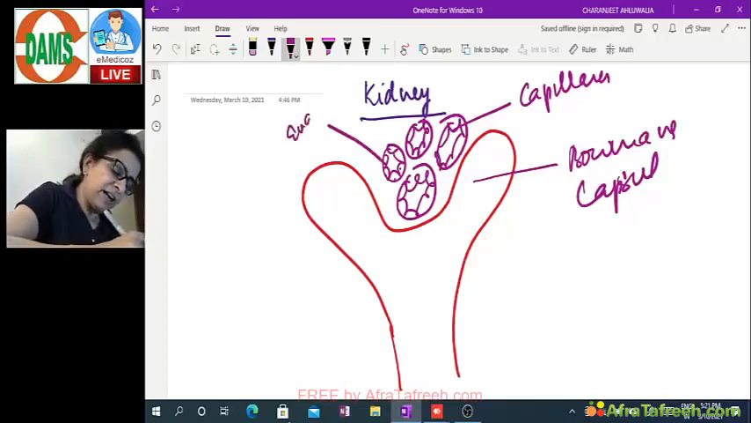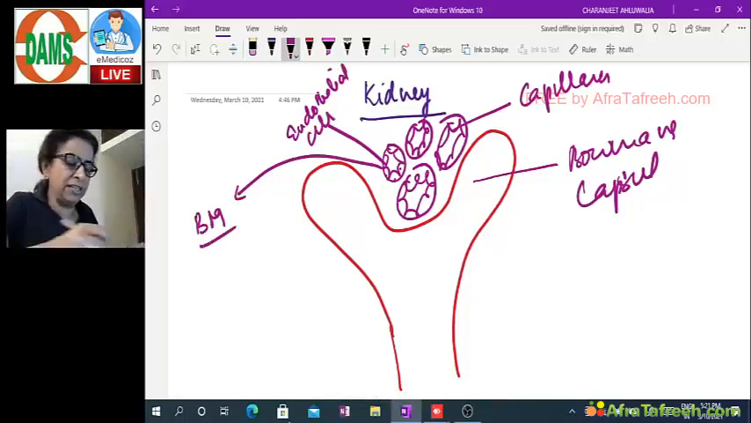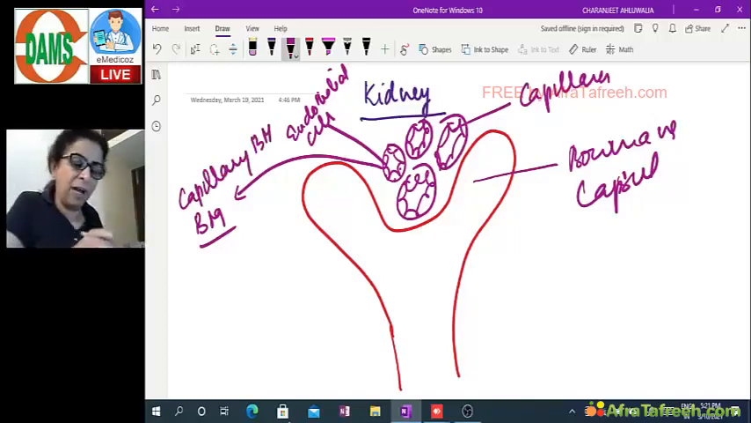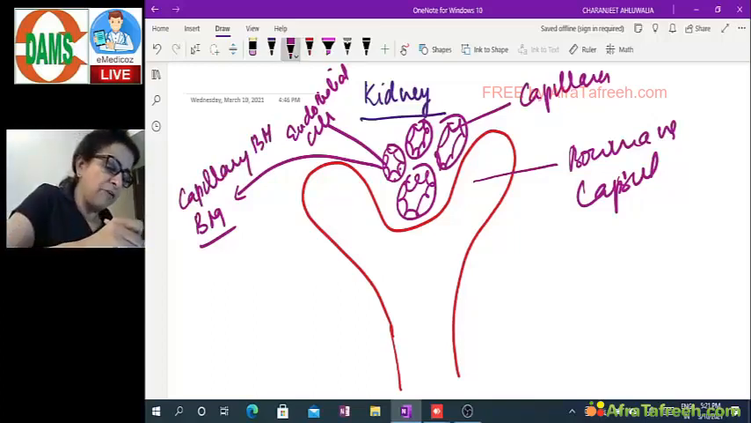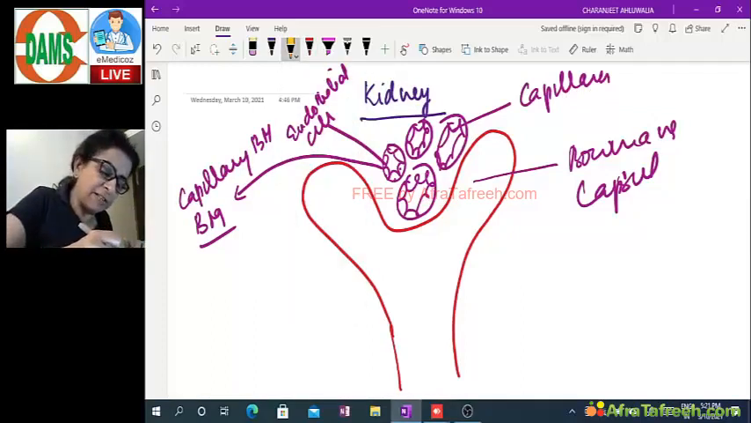These endothelial cells, they sit on a basement membrane. This is the capillary basement membrane. And now you have the Bowman's capsule. The Bowman's capsule is lined by two layers of cells. The inner layer of cells, these are called the visceral epithelial cells.